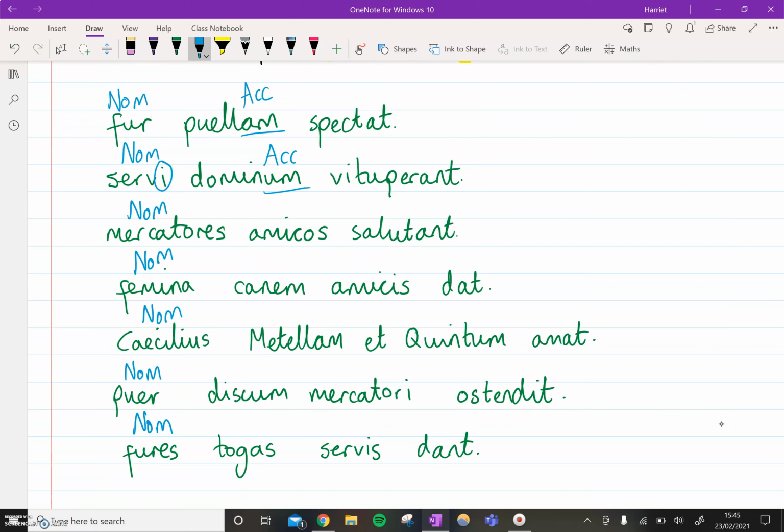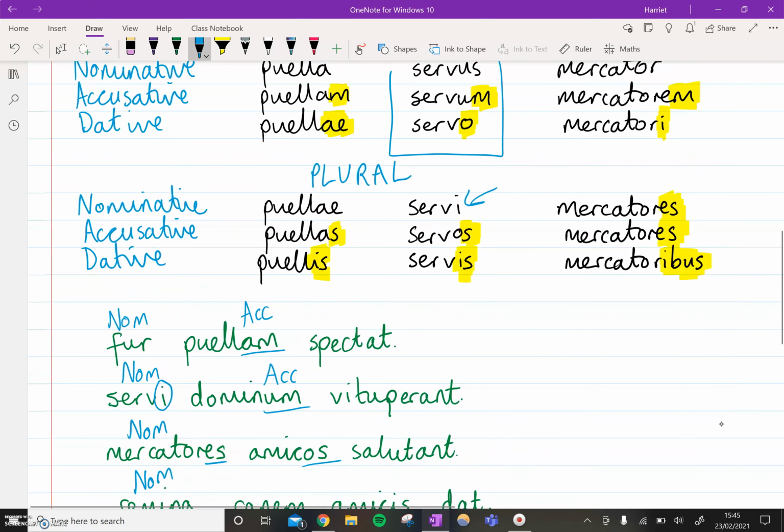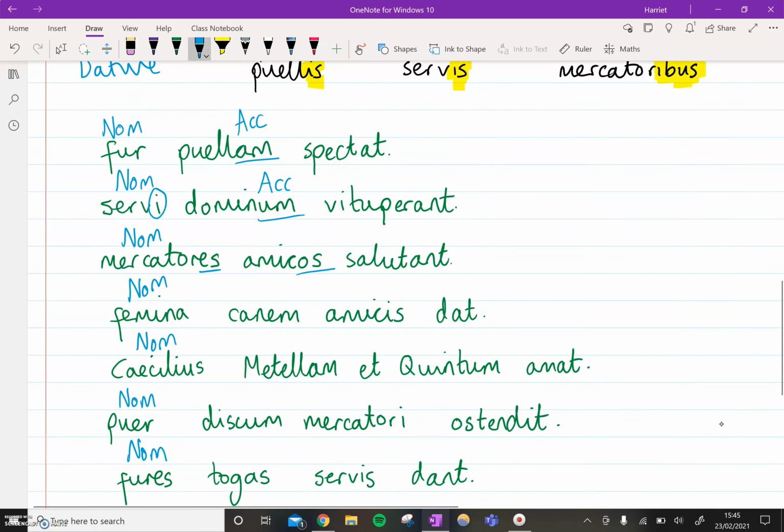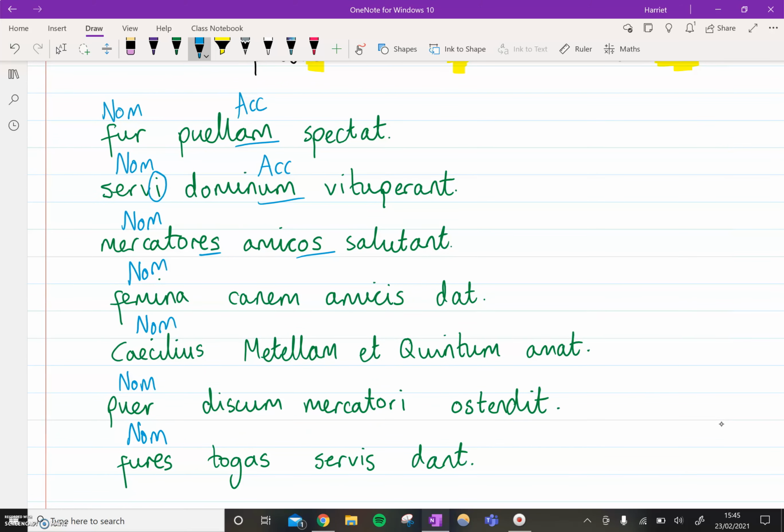Okay, the third sentence, mercatores, that was a plural ending as well, so we know it's more than one merchant. And amicos is one of those accusative plural endings. So it's not the same word as servos, but it's the same ending, and that's the most important thing at this point. So amicos must be accusative, but it must also be plural. That means this sentence is translated as the merchants greet the friends. So you've got plural here, plural here. In English, make sure you include your S.